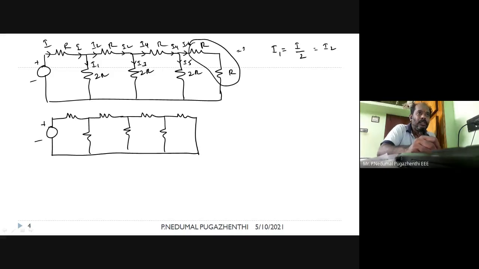Okay, they are in series, so it is going to be 2R. This is also 2R. This is also 2R. This is R. This is 2R. This is R. This is 2R. This is R. This is I. Now this is your series parallel combination.